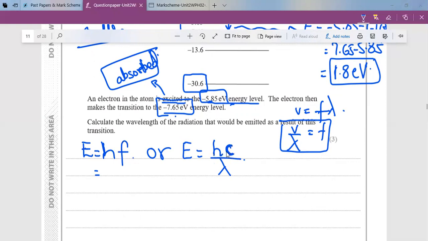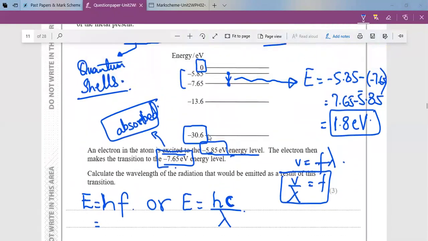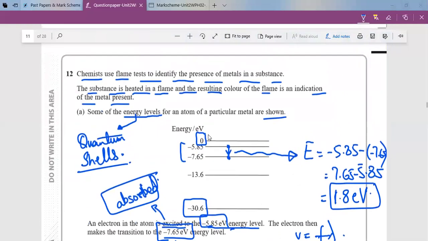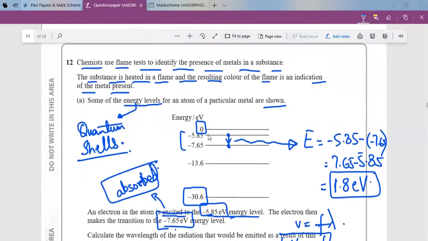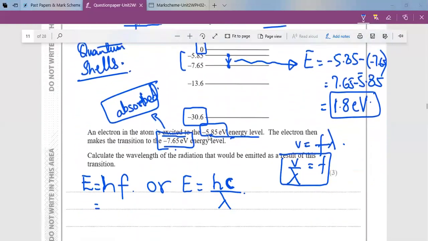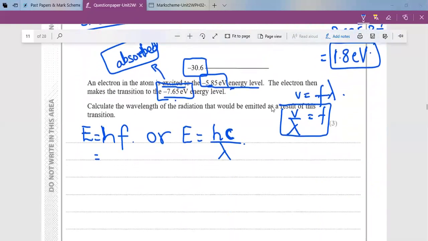Since this is an atom, an electron is being emitted, the radiation emitted is going to be in the form of electromagnetic radiation.